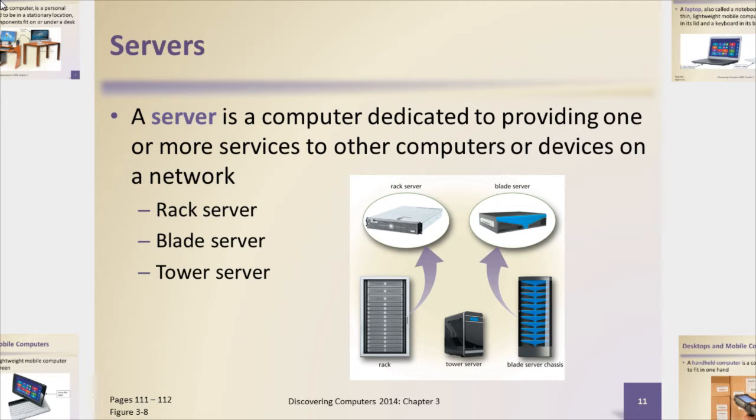So oftentimes these things will have dual power supplies, for example, so that if a power supply fails, it can continue to function. They may have dual processors, again, so if a processor fails, the server can continue to function. Dual network interface cards, same reason. So it'll be a much more robust hardware piece. And these come in several different kinds: rack servers, blade servers, tower servers. A tower server may look very similar to a regular computer, but it's really the hardware inside that differentiates it.